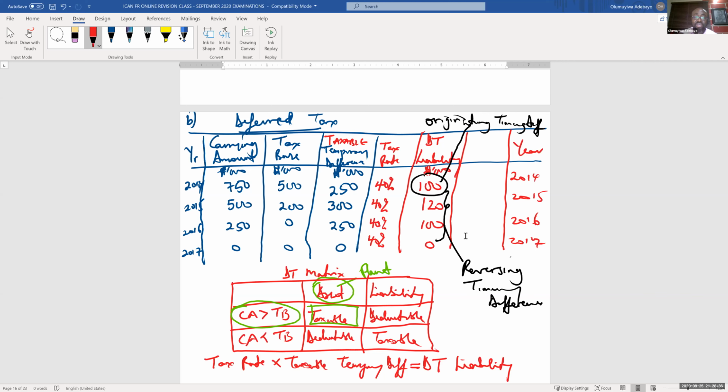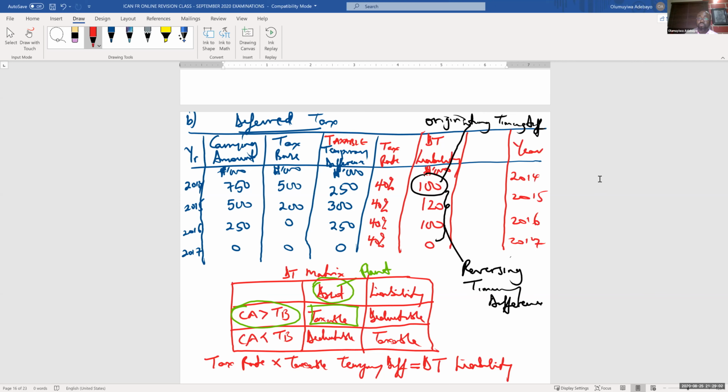And when you have identified that, you apply the relevant tax rates. When you apply a tax rate, it gives you deferred tax liability if you apply it on a taxable temporary difference. But it gives you deferred tax assets if you apply it on a deductible temporary difference. Is that okay? And that is the position we have here.